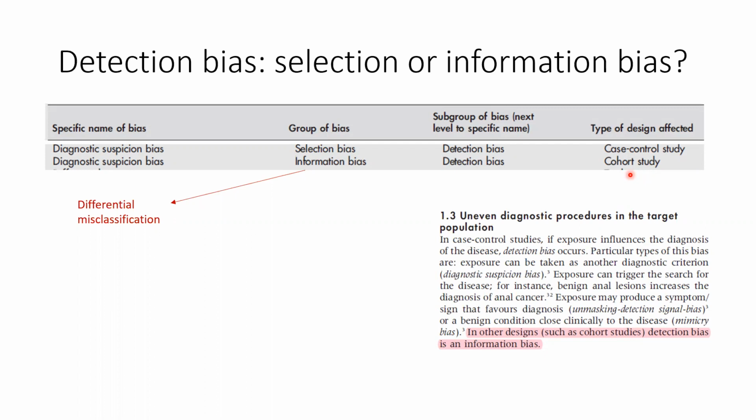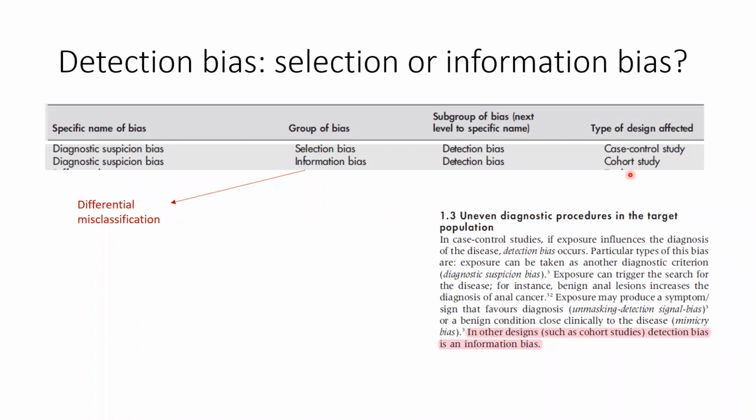So that's the whole thing, it's just the approach. If I have a bias in how I'm detecting my outcome, and my outcome is how I'm selecting my subjects, it will be a selection bias. If my outcome is, in a cohort, information that I'm collecting throughout the follow-up, it will be an information bias.